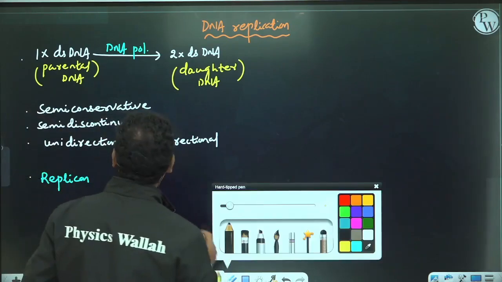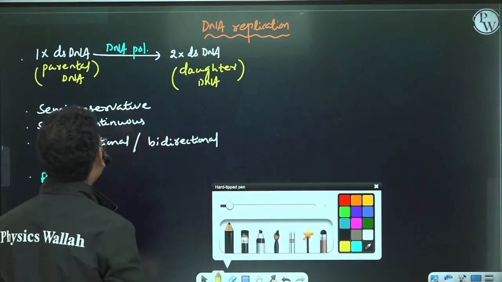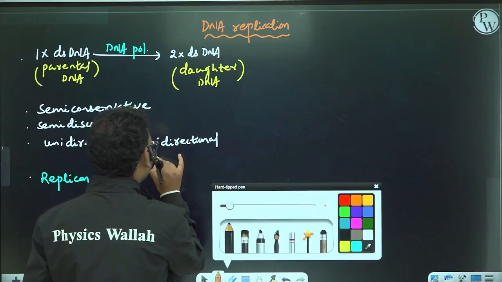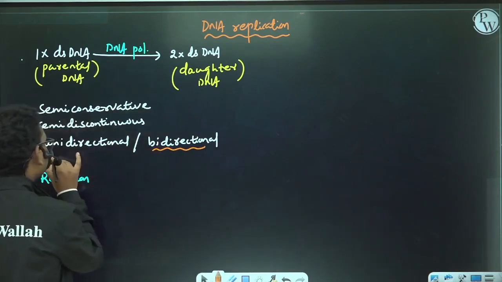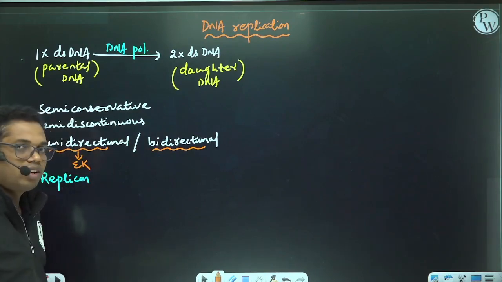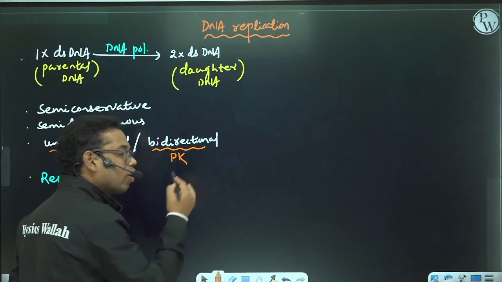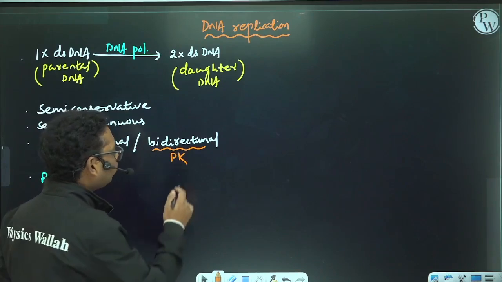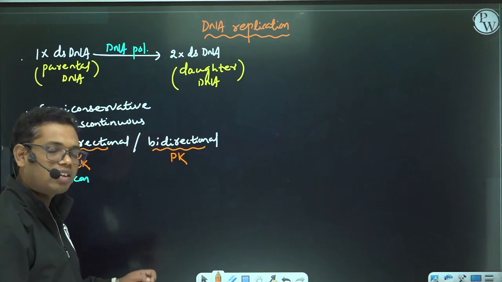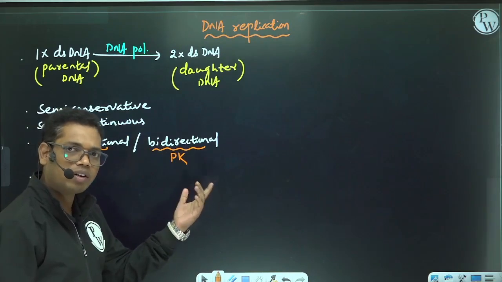Okay, so what is semi-conservative, semi-discontinuous? I'm going to explain. But before that, let me tell you about unidirectional or bidirectional. In case of eukaryotes, the DNA replication is unidirectional, whereas in case of prokaryotes or the mitochondrial DNA or the plastidial DNA, the replication is bidirectional. Unidirectional means the replication will take place in one direction. Bidirectional means the replication will take place in two directions.